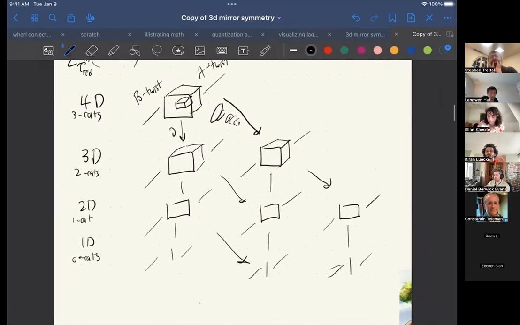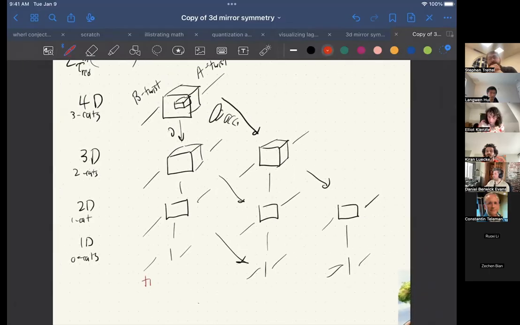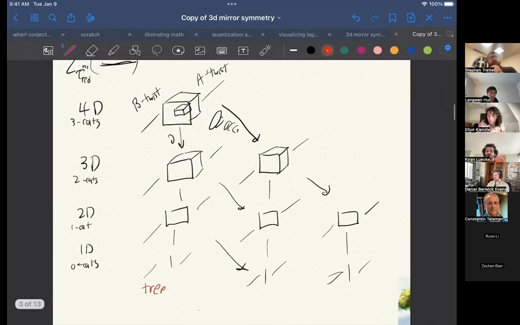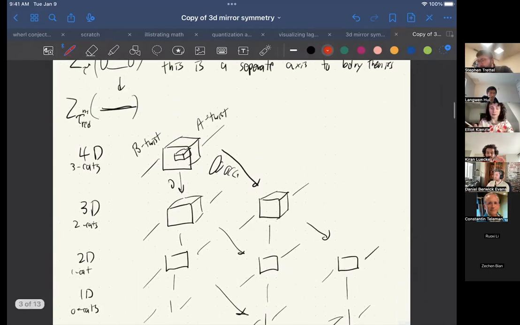So how do we think about this? Well, this is our tree. And when we do this dimensional reduction, we lose information. We should think about this really as taking a shadow in some sense. And this is exactly how I drew it in the picture.